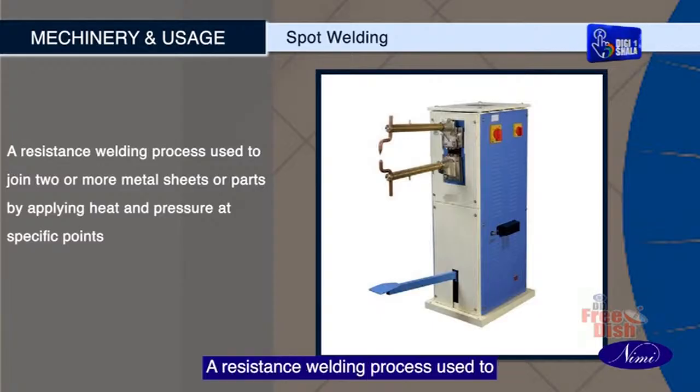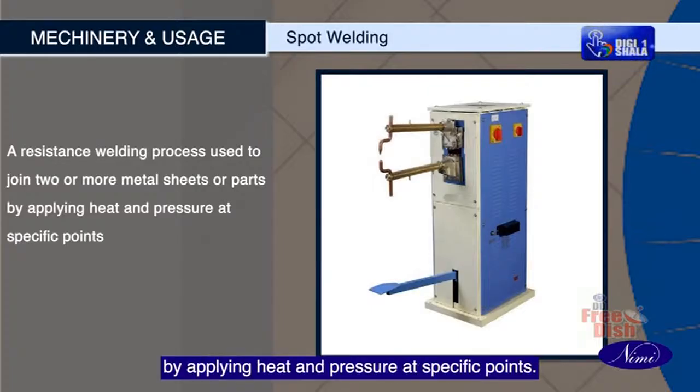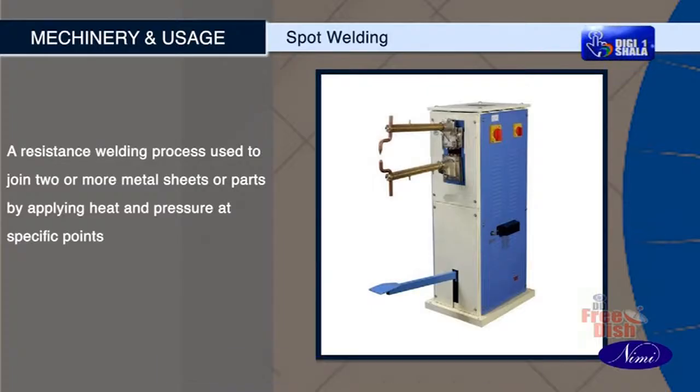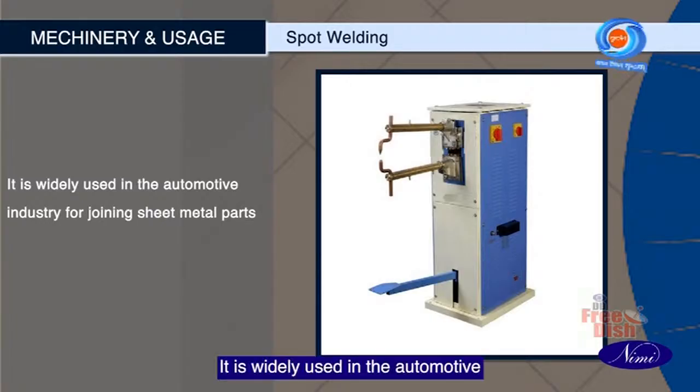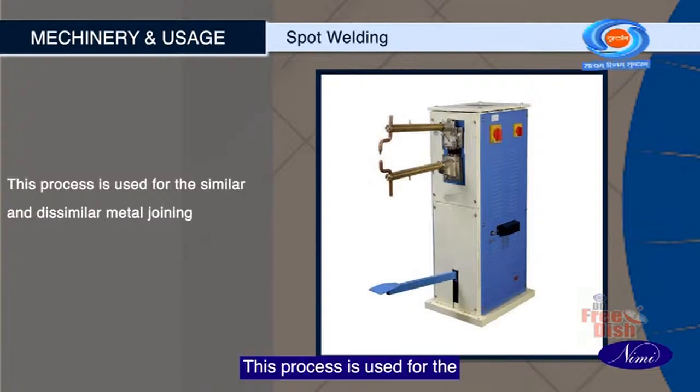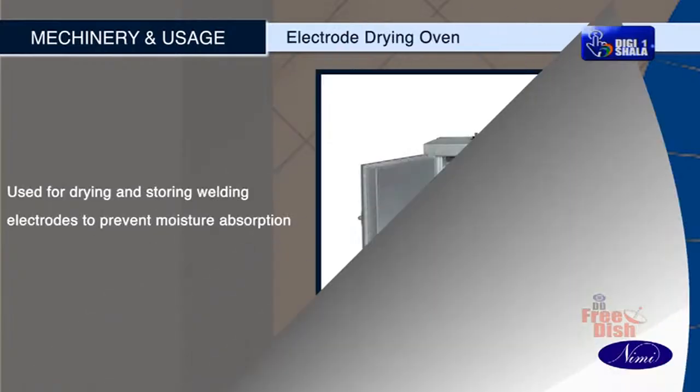Spot welding, a resistance welding process used to join two or more metal sheets or parts by applying heat and pressure at specific points. It is widely used in the automotive industry for joining sheet metal parts. This process is used for the similar and dissimilar metal joining.